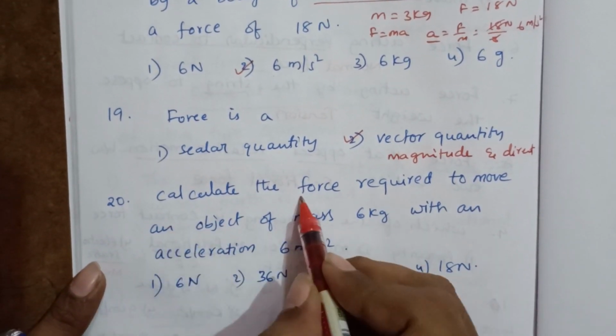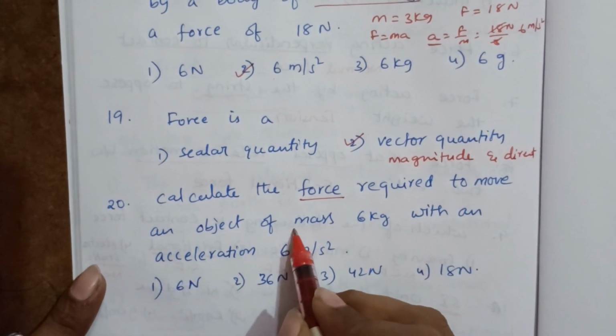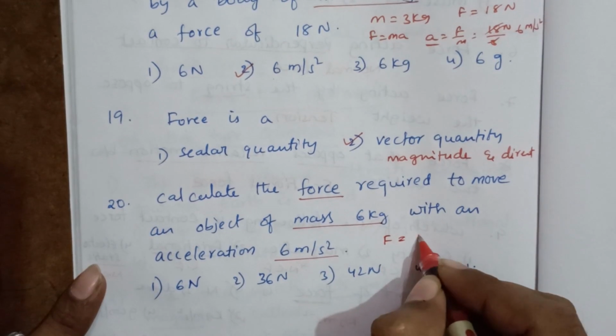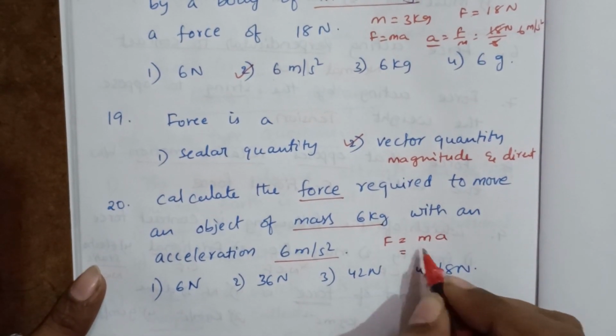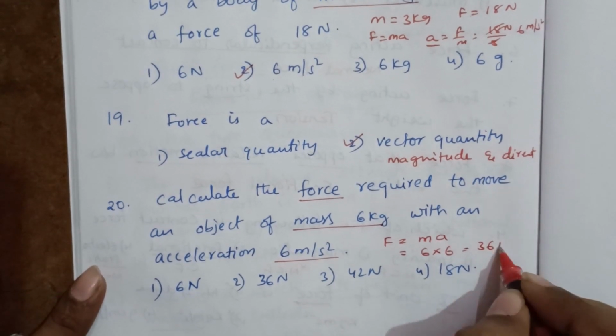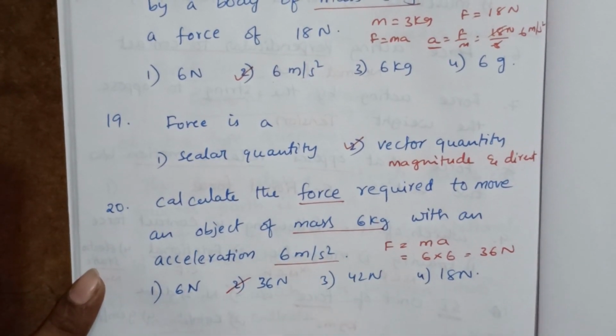Next, calculate the force required to move a body of mass 6 kg with an acceleration of 6 meter per second square. Force equals mass into acceleration. Mass is 6, acceleration also 6, so 36. The unit is Newton, 36 newtons.